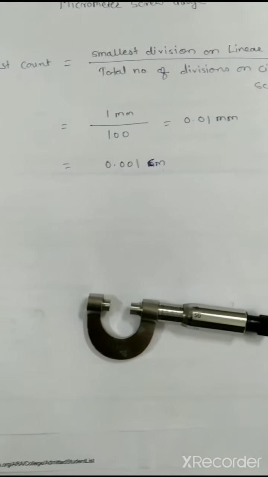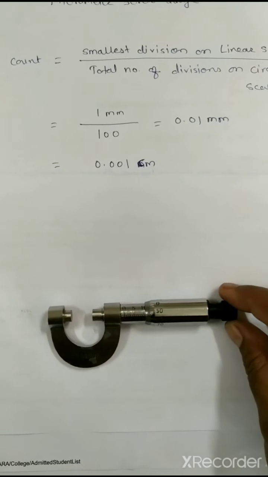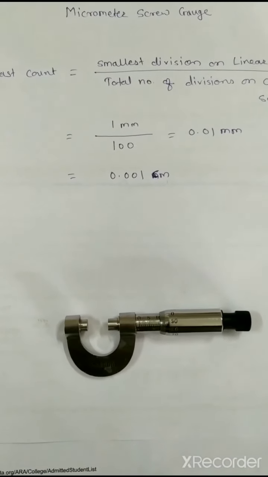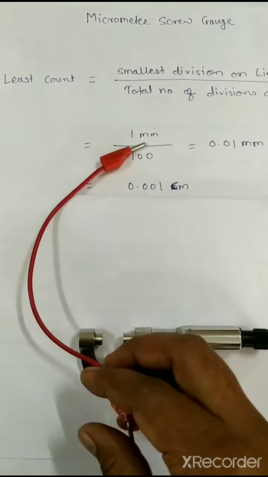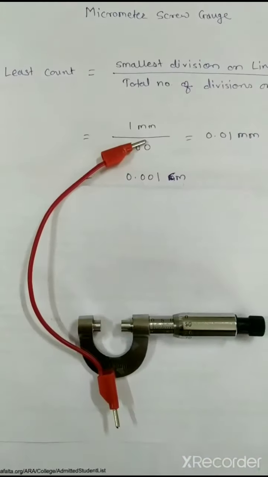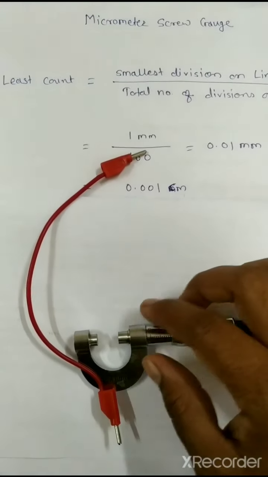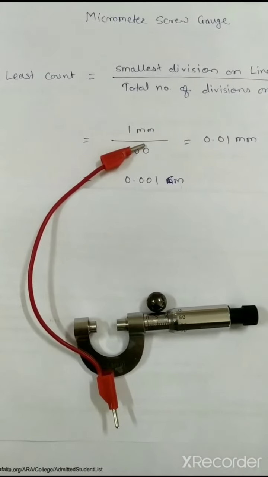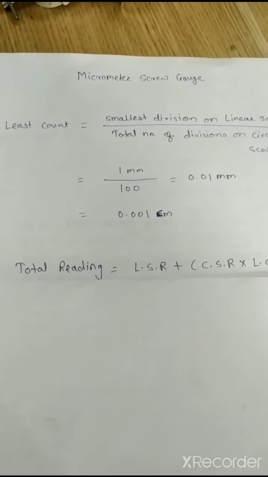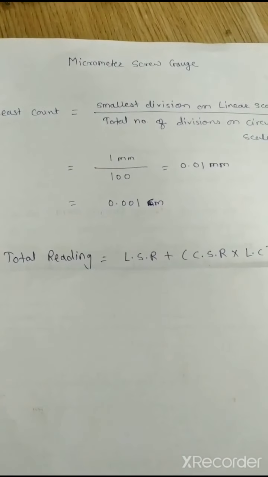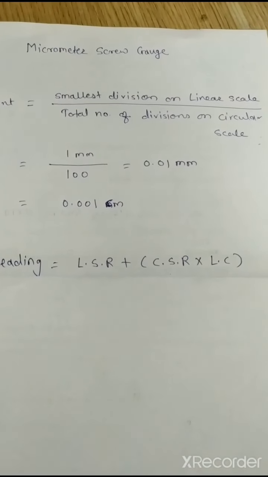So we got now the least count of micrometer screw gauge is 0.001 centimeter. Now the second objective of this experiment is to calculate the length or diameter of the wire. So we have one wire. Now we have to calculate the diameter of this wire and again the diameter of this metal sphere. So that reading will be the total reading. That will be our second objective. Now to calculate the total reading, see the formula for total reading, that is linear scale reading plus circular scale reading into least count.